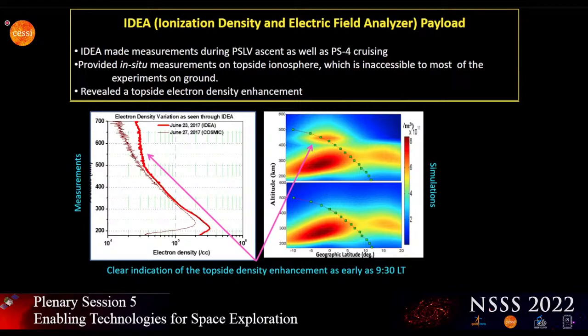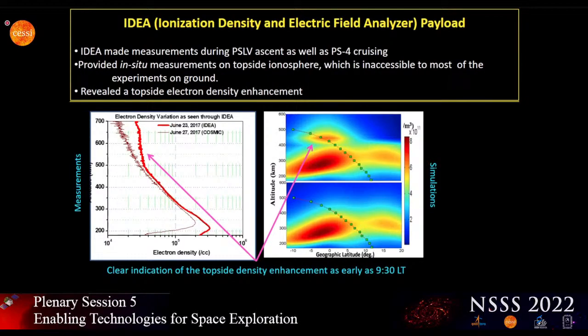The main result that has come out from this is, what you are seeing on the left side is the electron density that was measured by IDEA on 23rd June 2017. This is the C38 mission, and the red line shows that. And when you compare it with the COSMIC observations for June 27 for the nearby closest location, all the features are well reproduced. Of course, the variabilities are along the expected lines.